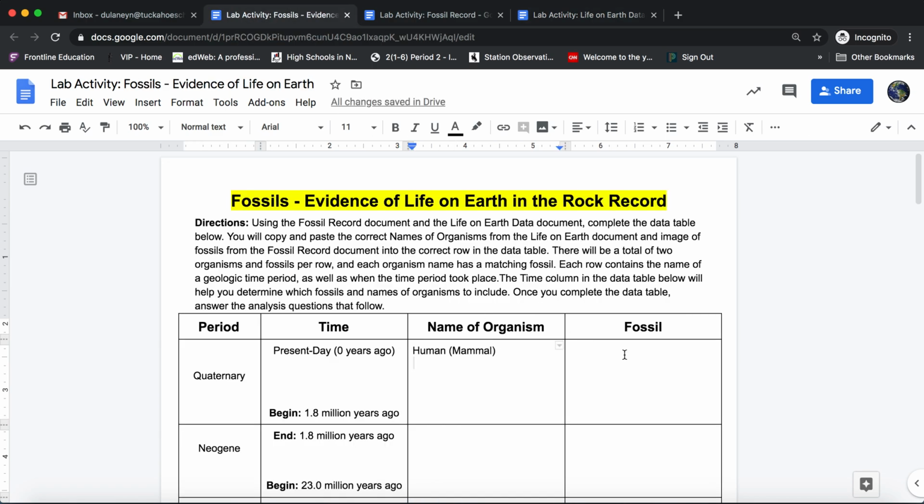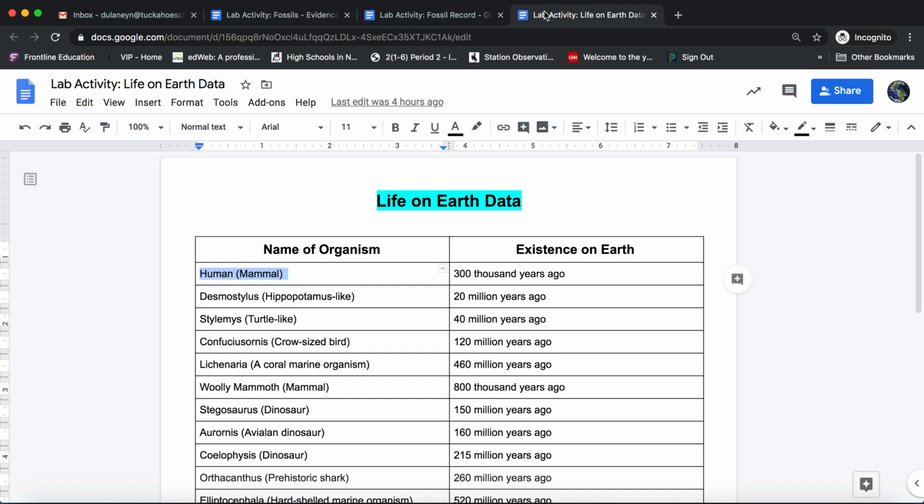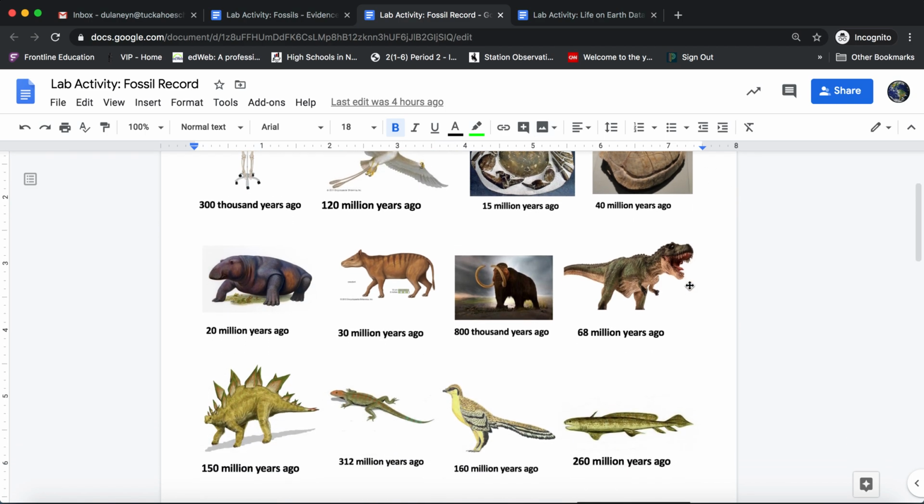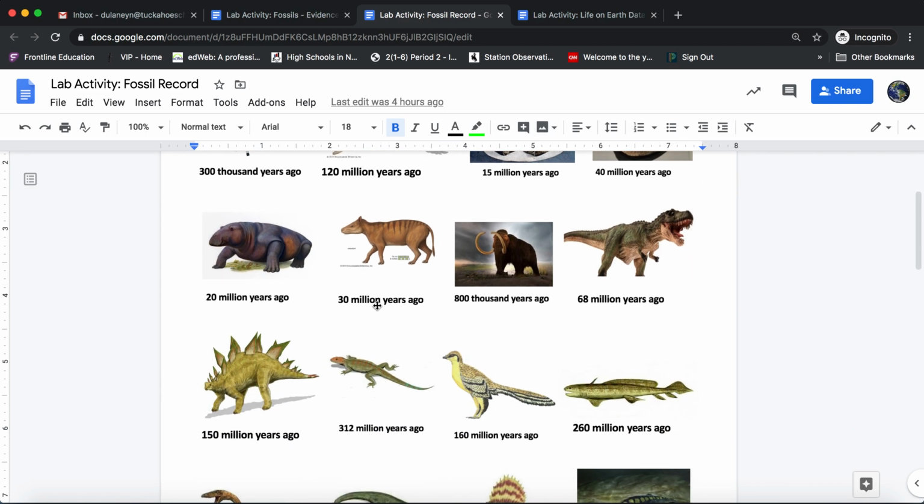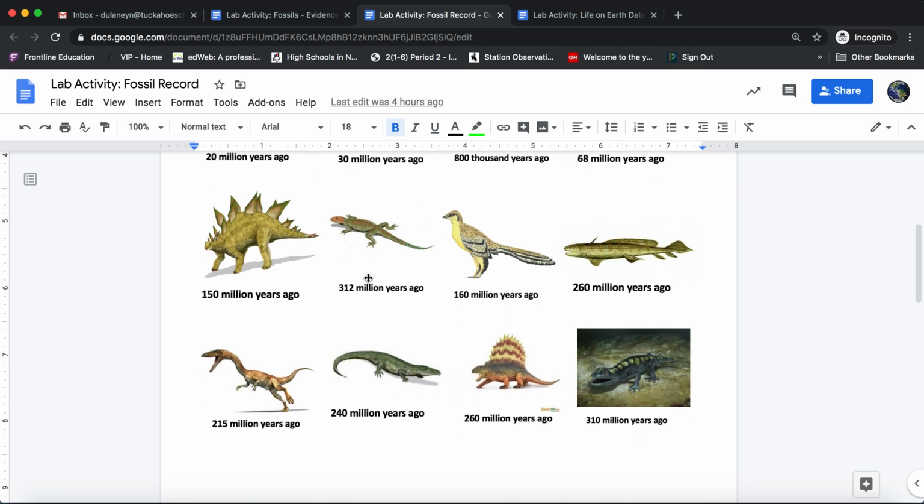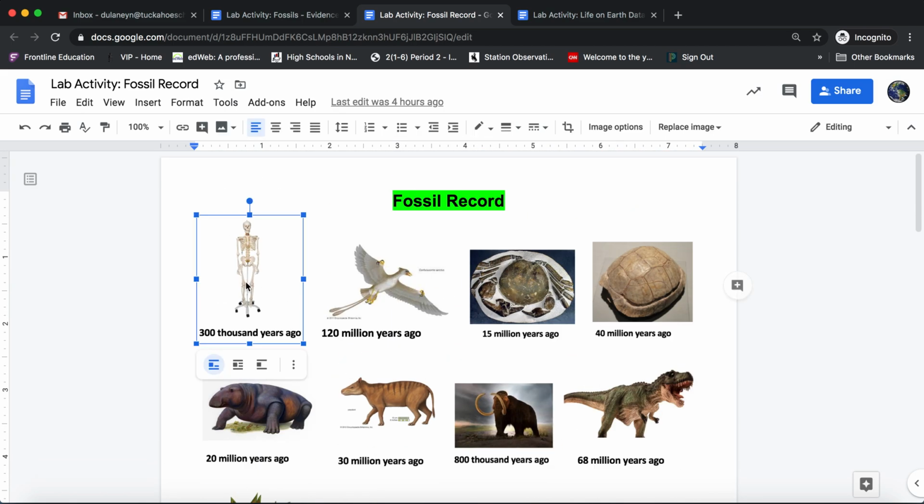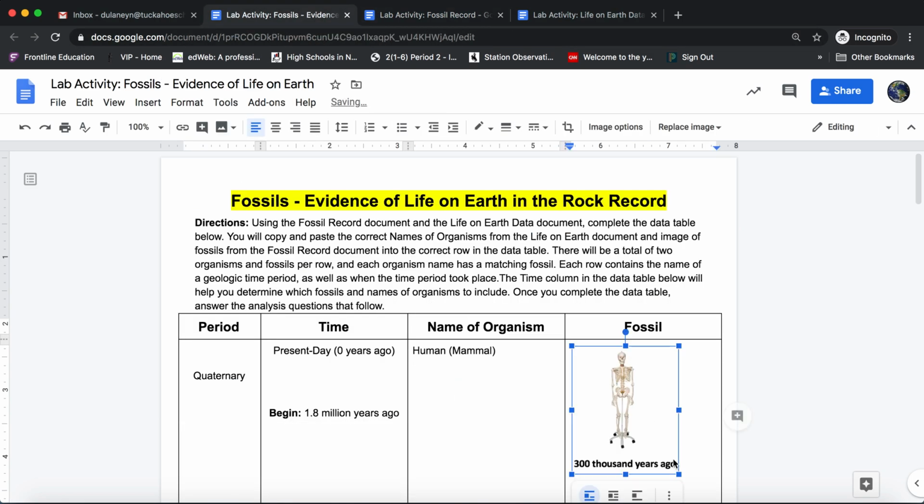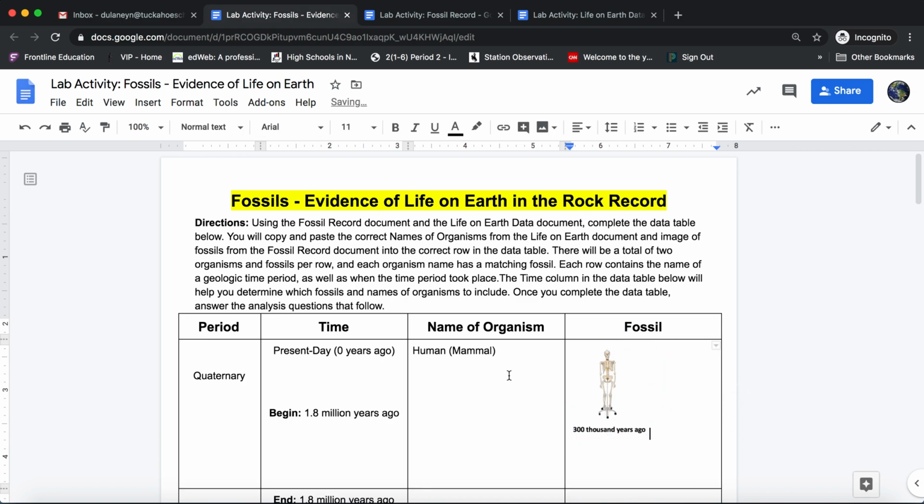Now we need to find the corresponding human fossil. What we need to know is the existence: it existed 300,000 years ago. We need to remember that number, because when we go to the fossil record document, you'll notice that every fossil is assigned a number which represents how long ago that fossil existed. Humans is the very first one on the list. Here I have a picture of a skeleton, a human fossil, and it was 300,000 years ago. So I'm going to copy and paste this into my data table, make it a little smaller. Okay, so here we go. We have human and its matching fossil.